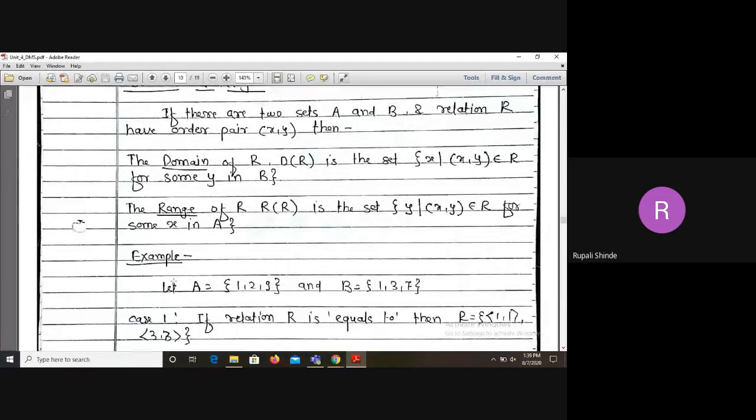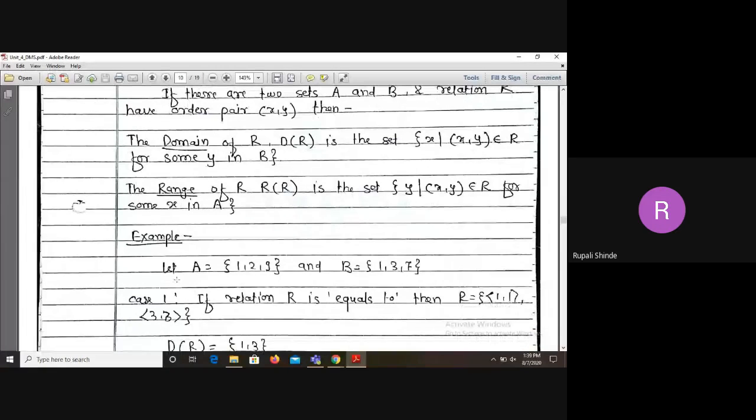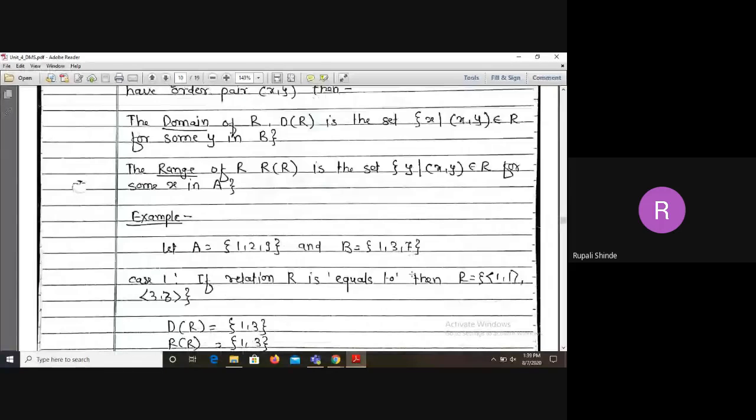Now here one example is given. Let A be the set 1 to 9, and B be the set of elements 1, 3, 7. Now case 1 is given. If relation R is equal to the ordered pairs (1, 1) and (3, 3).